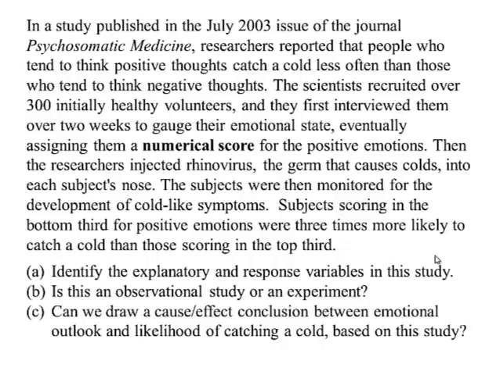Okay, Part A. Identify the explanatory and response variable. The explanatory variable would be the numerical score for the positive emotions. The response variable would be the duration of the cold. The response variable would be if they catch a cold or not. B. Is this an observational study or an experiment? And to answer this question, we need to think, are we controlling the explanatory variable? Are we changing it?